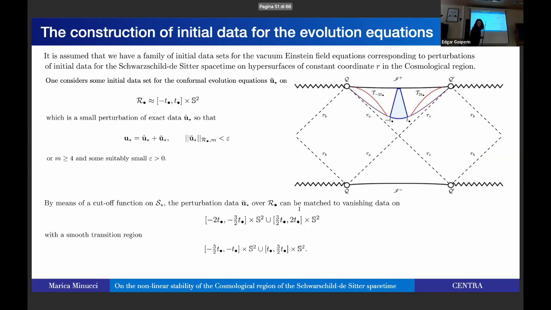Once we have this, we can use a cutoff function so that the perturbed initial data can be augmented by vanishing data on this region here, with a smooth transition region. Since we don't want to have a solution in the other part, we just want to have a solution here, we construct the initial data so that they give a vanishing solution here, and then a non-vanishing solution in the part of space-time where we actually want to prove existence and stability. And this is done by using this cutoff function.